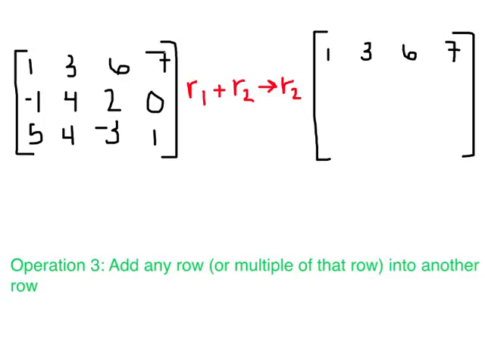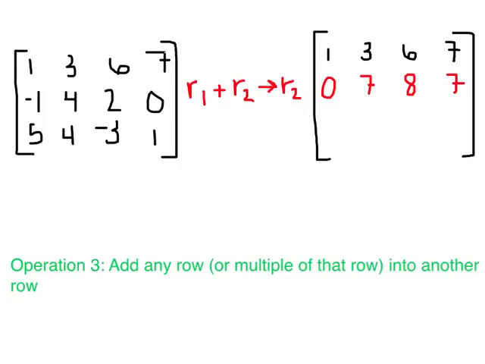So let's go row 1 plus row 2. We'll go 1 plus -1 is 0. 3 plus 4 is 7. 6 plus 2 is 8. 7 plus 0 is 7. Okay, so you can use row 1 to change row 2.